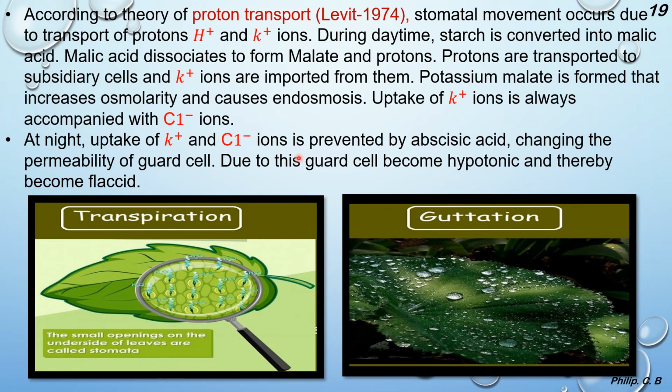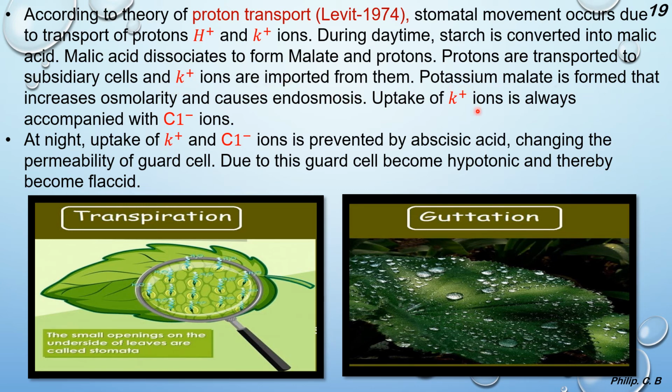Further, according to the theory of proton transport by Leavitt in 1974, stomatal movement occurs due to transport of protons, H plus and K plus ions, which we saw in the previous slide as well, how the potassium ion is a reservoir. During daytime, starch is converted into malic acid. Malic acid dissociates to form malate and protons. Protons are transported to subsidiary cells and potassium ions are imported from them.